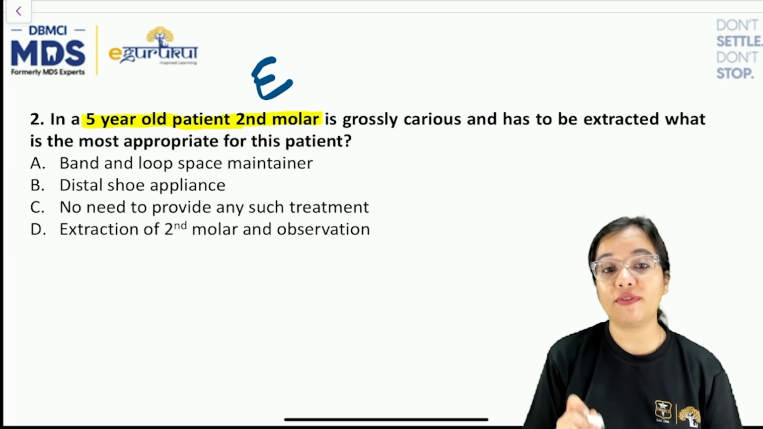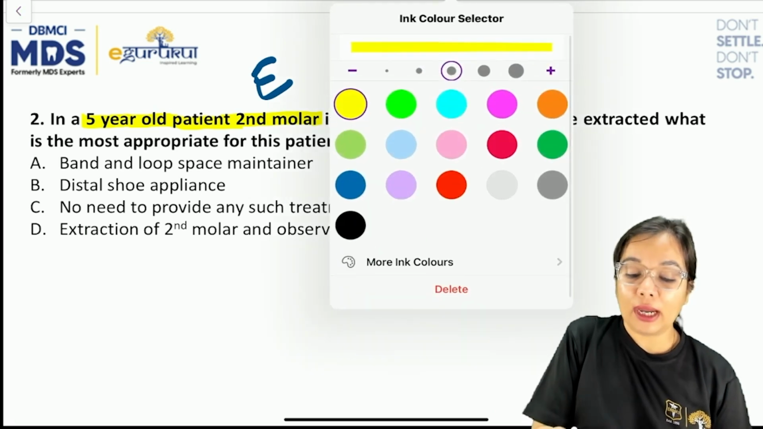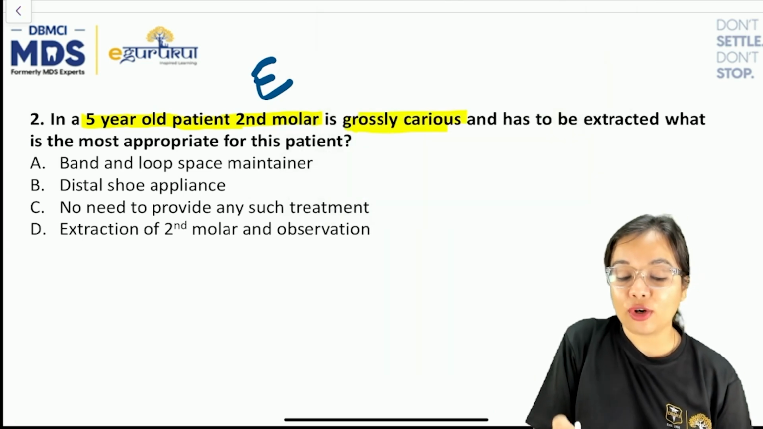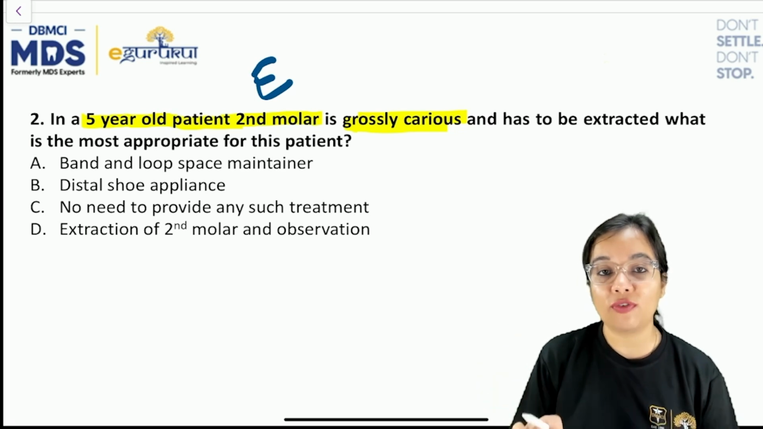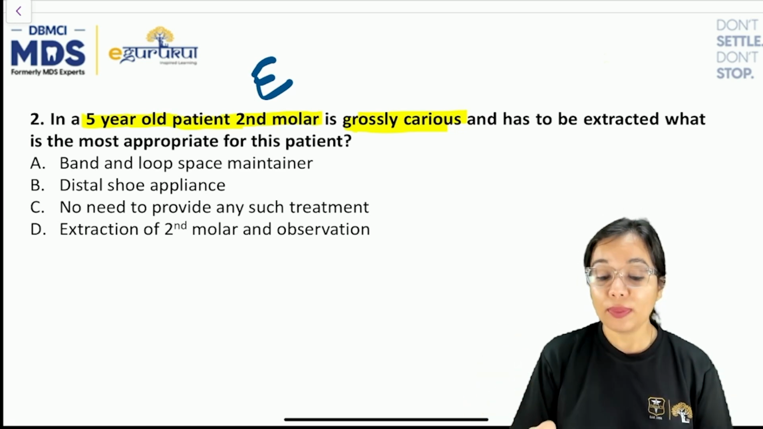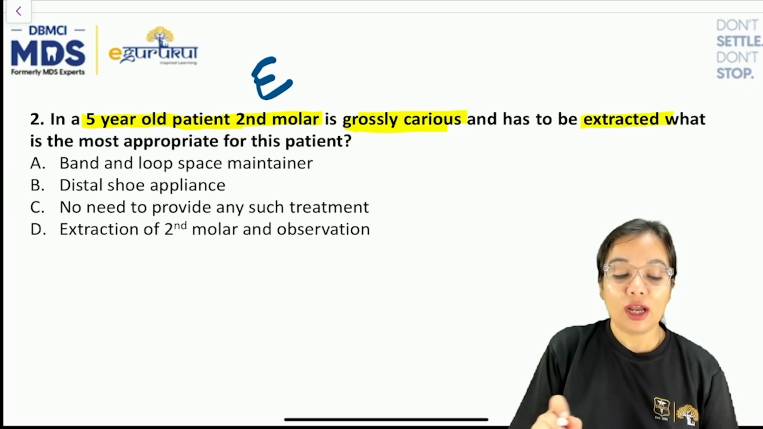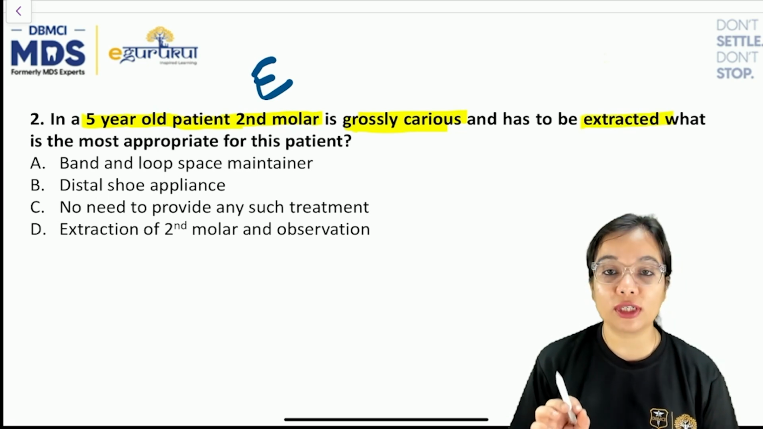The child is 5 years old. Okay, and E is grossly carious. So when they say grossly carious, that means there can be no treatment done other than extraction. Always remember, grossly carious, and has to be extracted. What is the most appropriate for this patient?